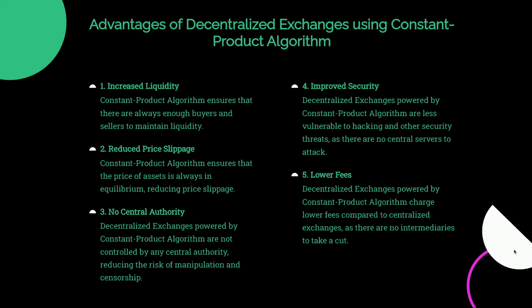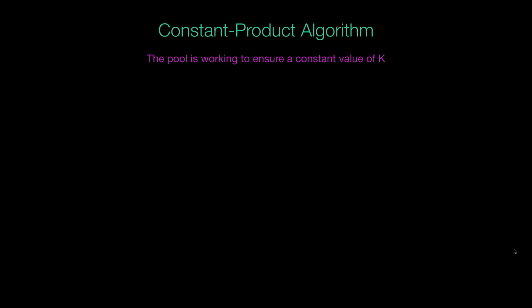So here's a couple advantages of decentralized exchanges that use the constant product algorithm. I won't cover exactly all of these while I'm talking, but I will just say that it helps with price slippage. It helps with the ability to provide liquidity of certain assets, and it also helps, again, with that security and no central authority aspect of DeFi. And you'll see a little bit more of what I mean about the price slippage and the liquidity as you see how this algorithm kind of works.